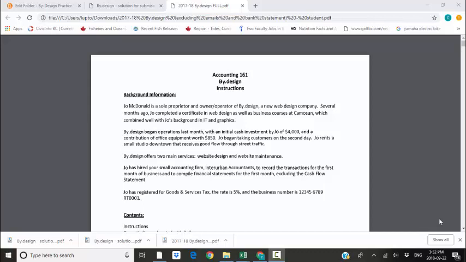For the first submission, you're going to journalize the transactions, post them to the ledger, and prepare an unadjusted trial balance. And then for the second submission, you'll do your adjustments, make your financial statements, and do your closing.